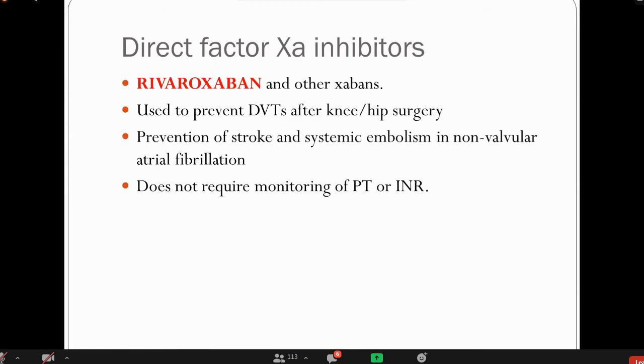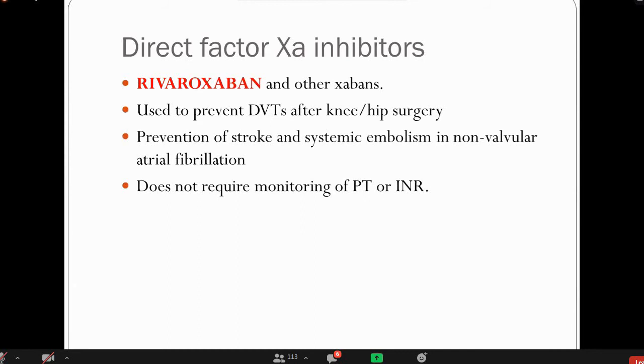So rivaroxaban. And clinically, what is the important point that I want to share with you nowadays? Rivaroxaban, this direct factor 10 inhibitor, we are using commonly. We are using this group and replacing warfarin, right? Warfarin is still being used, but rivaroxaban has fewer side effects compared with warfarin. There is no drug-drug interaction that we find in the case of warfarin. Okay, that we will discuss in the subsequent slide.